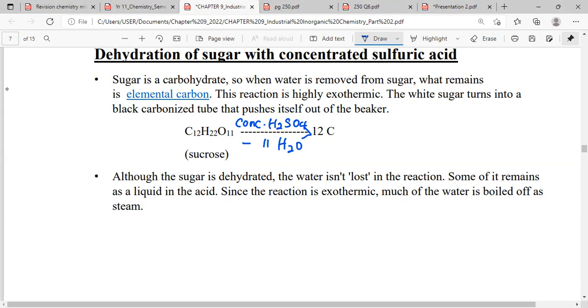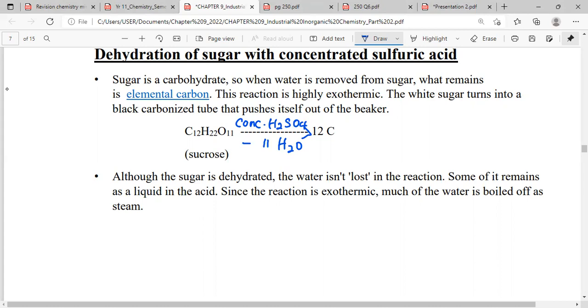So when the hydrogen and oxygen are removed as water, what is left behind is carbon. And if you have carefully observed the video, you can see steam coming out. Now, this is because this reaction is highly exothermic. That means heat is given out. So the heat given out vaporizes some of the water, and that is why you see the steam.